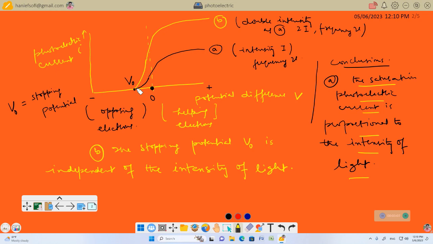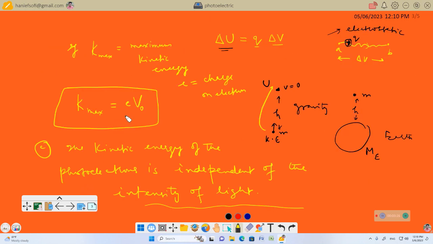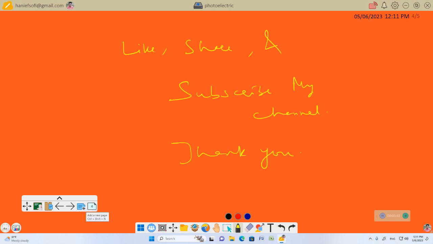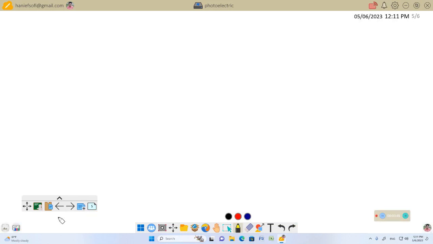But the stopping potential, the minimum reverse or negative voltage at which photoelectric current becomes zero, is independent of the intensity of light. And next, since the kinetic energy is proportional to the stopping potential, the kinetic energy of the photoelectrons is independent of the intensity of light. Now there is more to it. We have one more experimental finding. So let me discuss that.